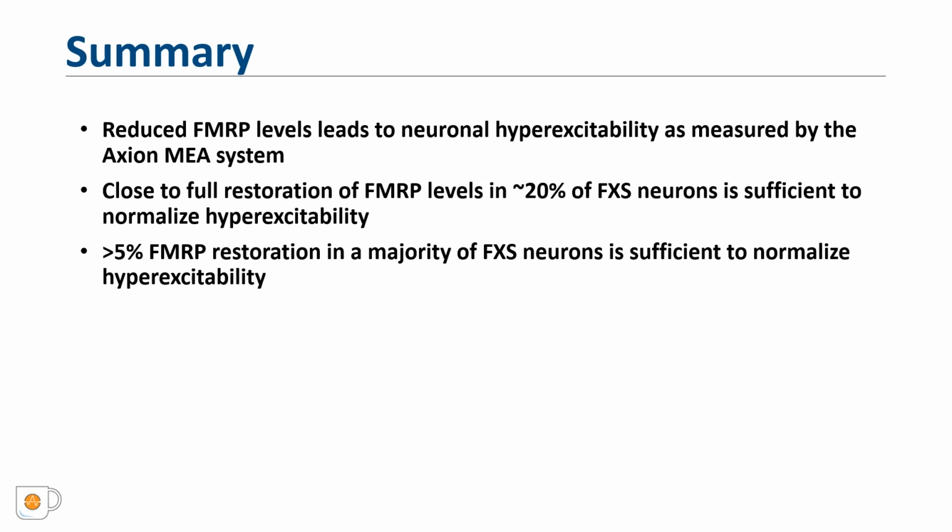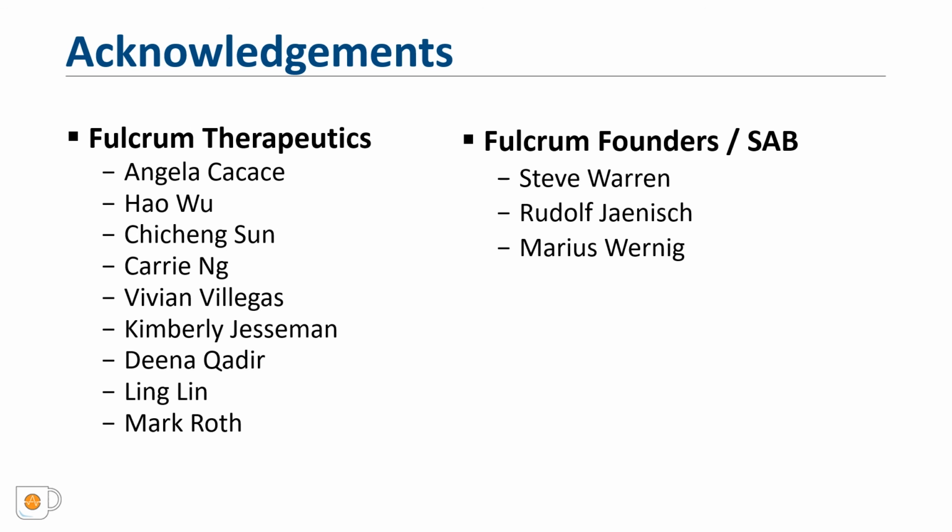In summary, reduced FMRP levels lead to neuronal hyperexcitability as measured by the Axion MEA system. Close to full restoration of FMRP levels in around 20% of Fragile X neurons is sufficient to normalize this hyperexcitability. And then greater than 5% FMRP restoration in a majority of Fragile X neurons is sufficient to normalize the increased spontaneous activity seen. In closing, I would like to acknowledge everyone who was instrumental in generating this data.